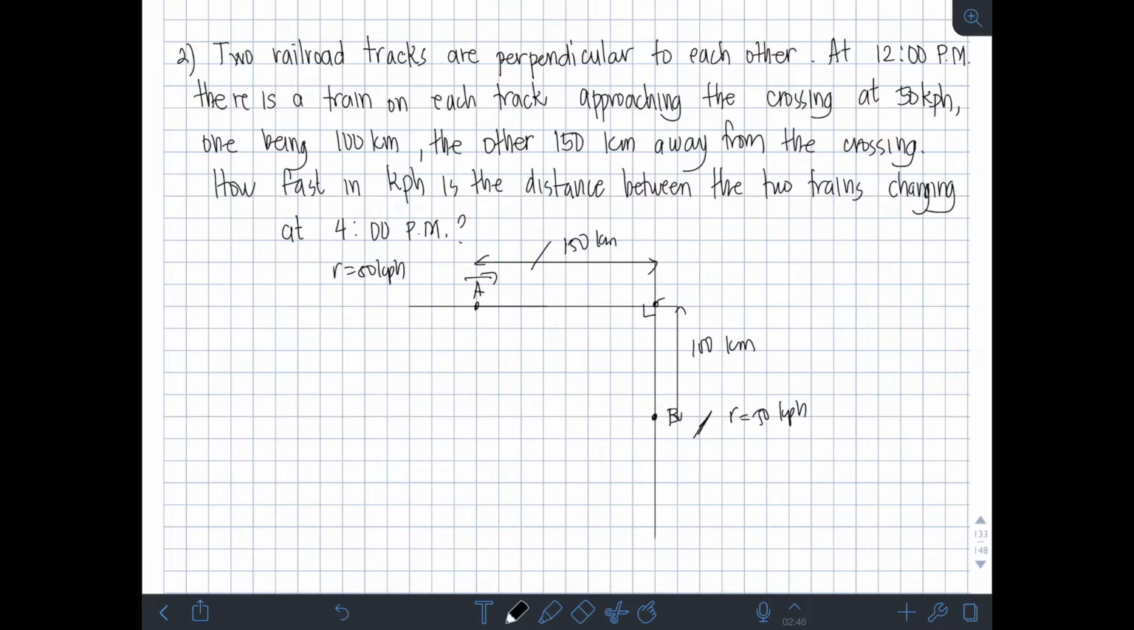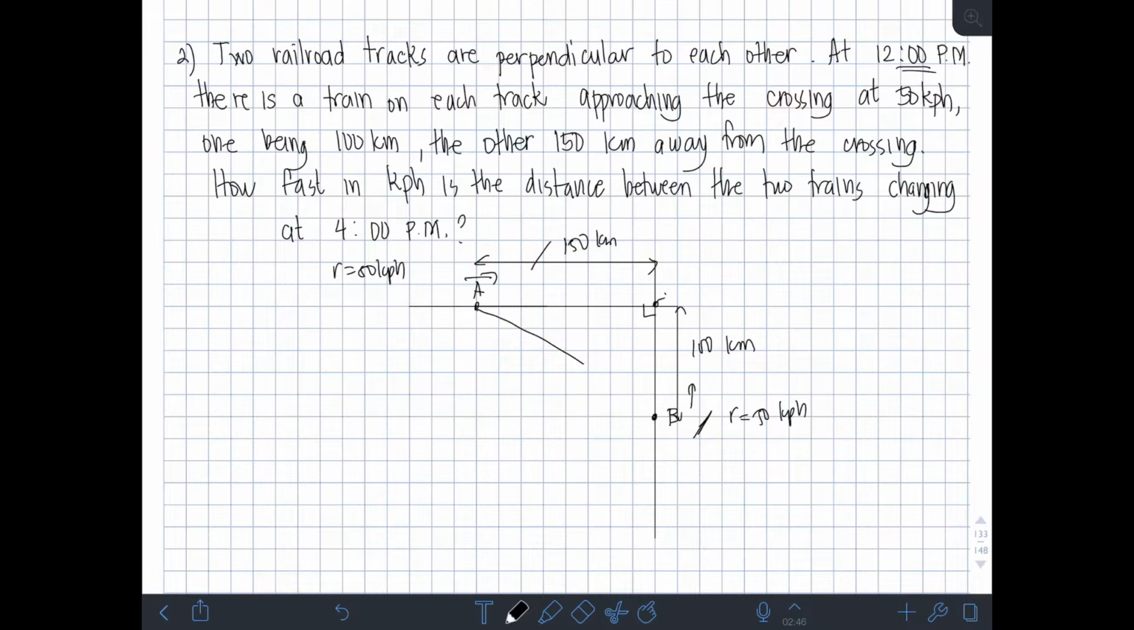Okay, so nagta-travel sila patungo sa intersection. Tapos, at 12 p.m., yun yung starting time, sabi. Ang tanong is, how fast in kph is the distance between the two trains changing at 4 p.m.? So, after 4 hours, gano'n na raw kabilis yung pag-change ng distance nila sa isa't isa. So, originally, ano yung magiging distance nila?